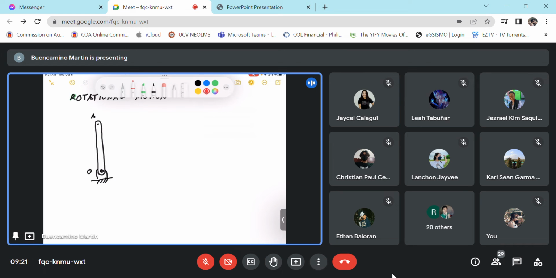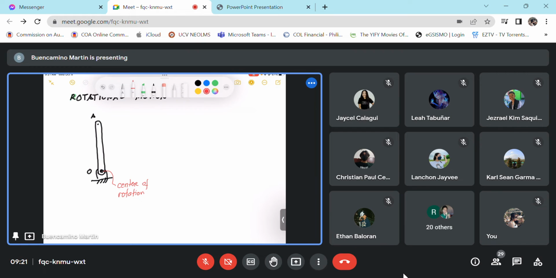Every point in this link will rotate except point O, because point O is said to be the axis or center of rotation. That is its center of rotation.